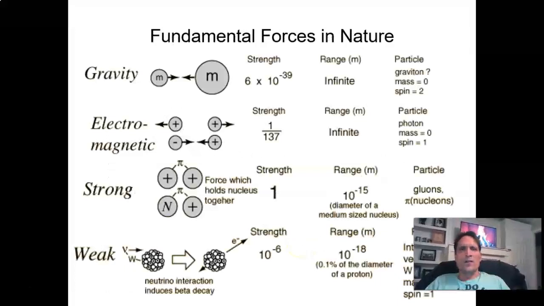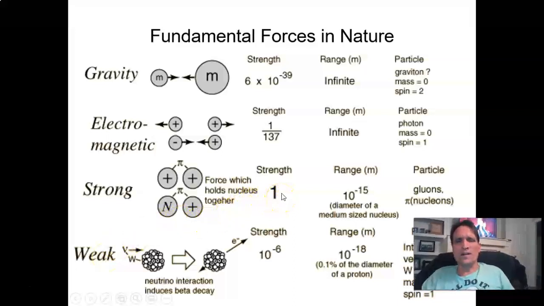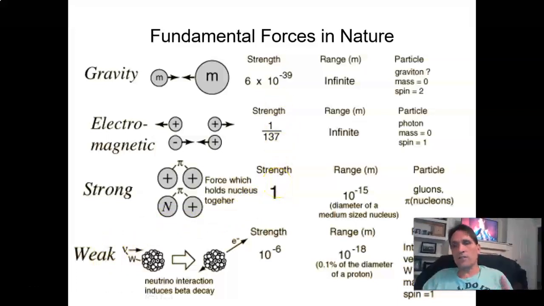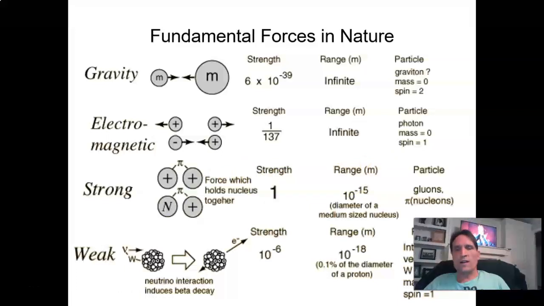So the four fundamental forces are called the gravitational force, the electromagnetic force, the strong force, and the weak force. And if we normalize and say that the strong force has a strength of 1, the other forces are all much weaker. So let's start off with the strongest force. The strong force is the force that holds the nucleus of an atom together. It's like the glue of the nucleus.